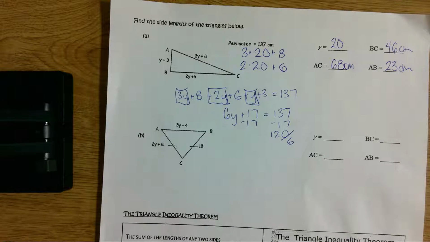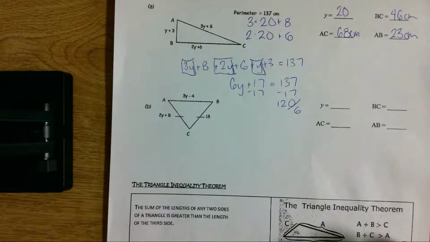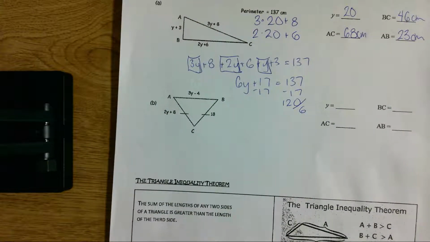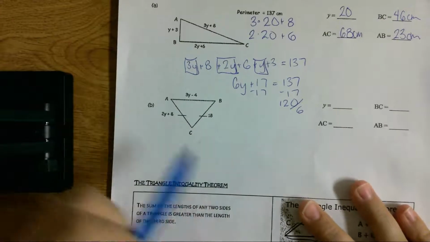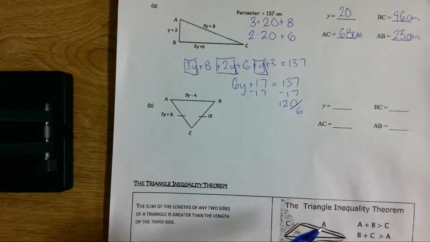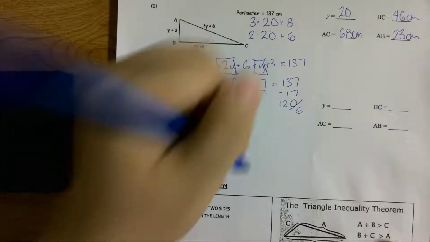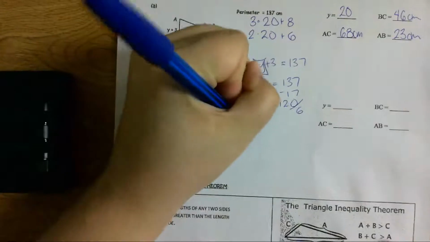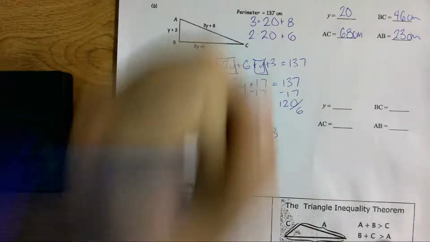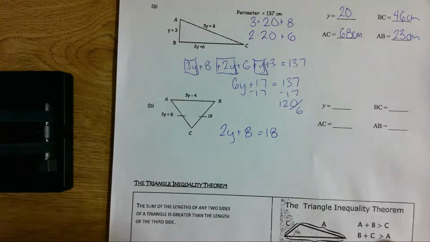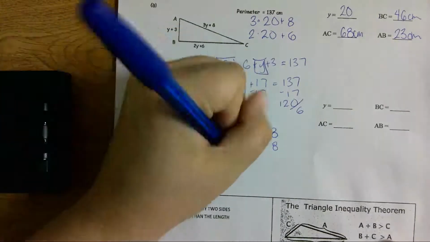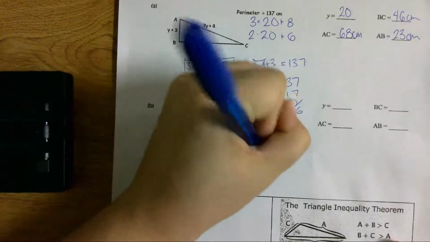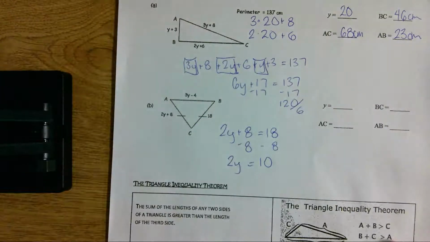All right. So on part B, it tells us that we've got an isosceles triangle. It doesn't tell us the whole perimeter, but it does tell us that 2y plus 8 is equal to 18. So we got 2y plus 8 equals 18. So I'm going to subtract 8. Now I got 2y is equal to 10. So y is 5.